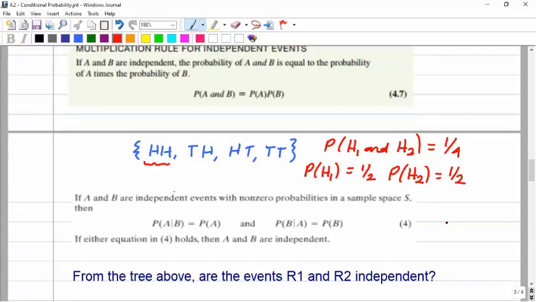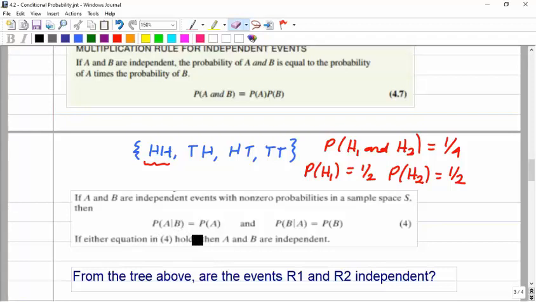And here's just another formula to try to confuse you, but it's not that big of a deal, and it makes sense if you look at it. If the probability of A given B is the same thing as the probability of A, that means they're independent, because B had no effect on A. And the same thing here: the probability of B given A, if that's the same as the probability of B, that means A had no effect on B. It was not dependent upon it.